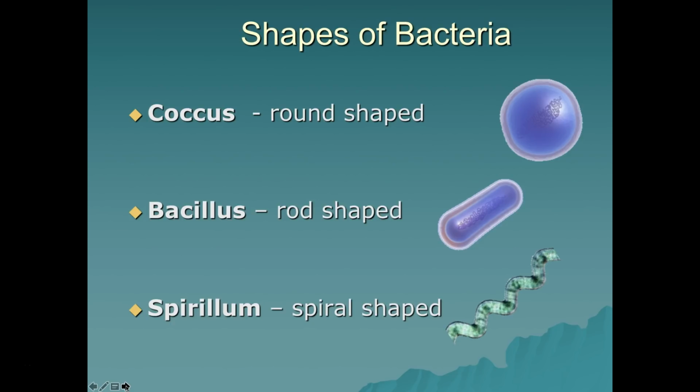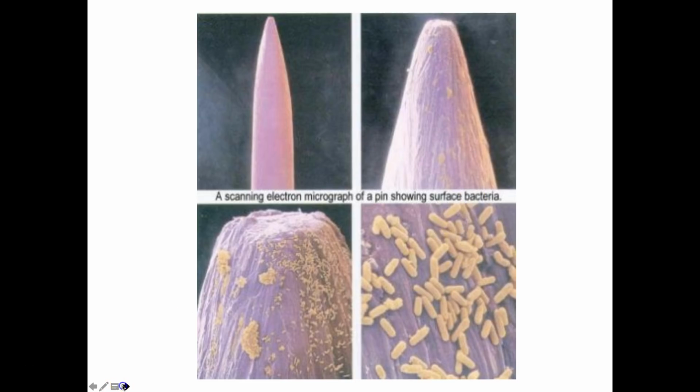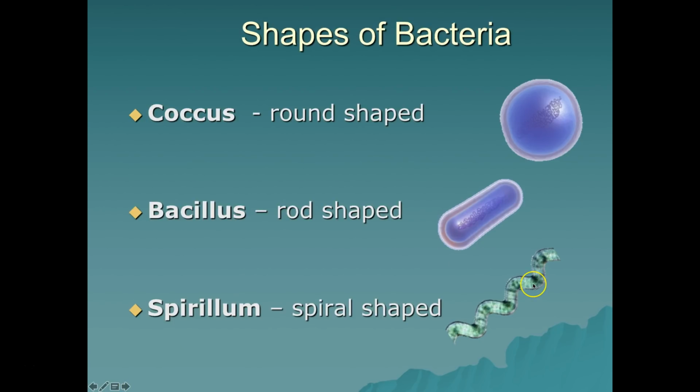There are three different shapes of bacteria. The first one is coccus. That means that it is round-shaped. Bacillus is rod-shaped. And spirillum is spiral-shaped. If you need to pause as we're going through this to kind of write down your notes, please do so.